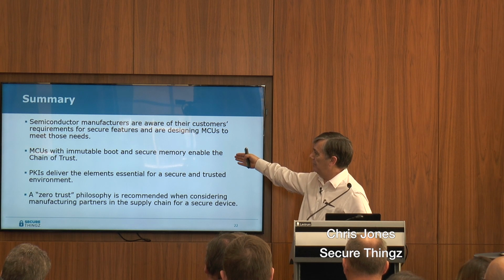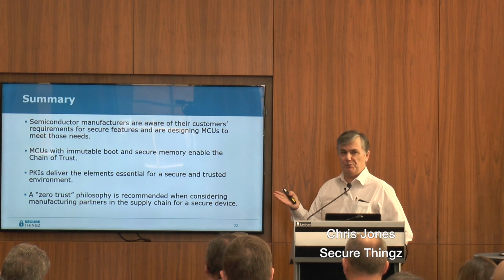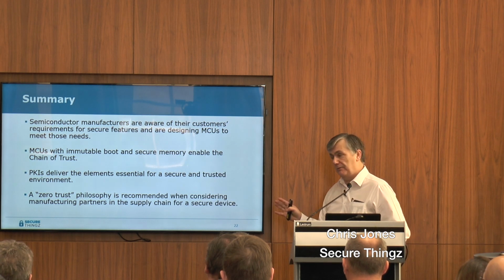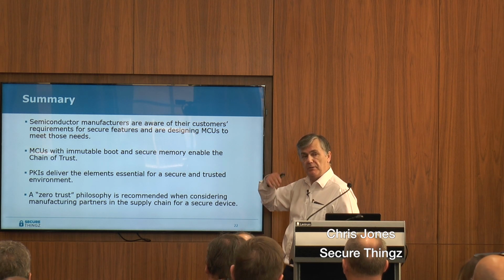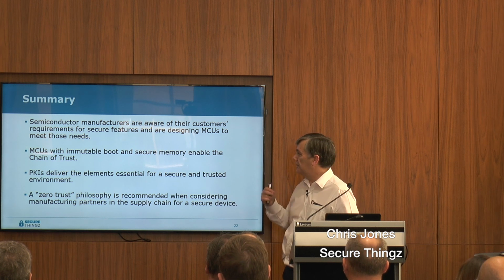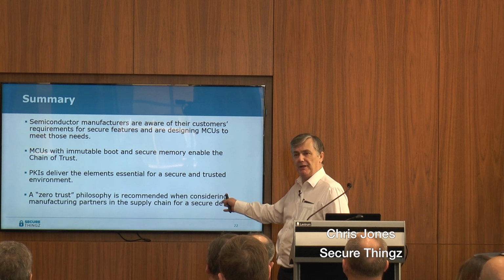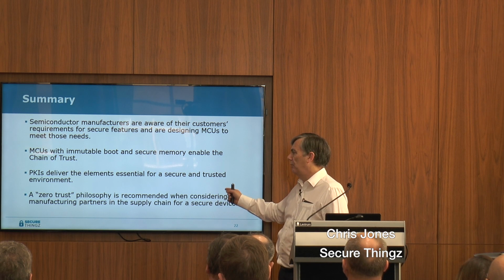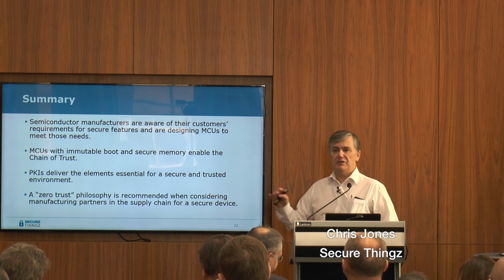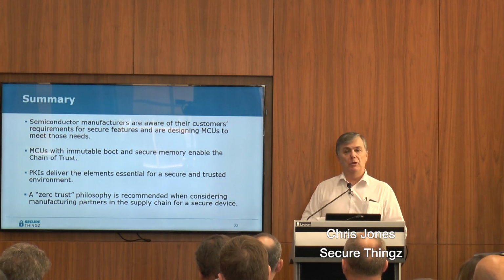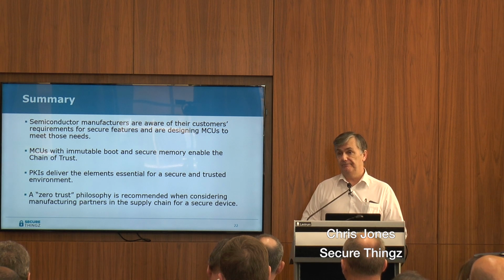MCUs with immutable boot and secure memory enable a chain of trust. So if you are designing an IoT product, make sure that you've got this immutable boot. It's very important. Not all microcontrollers have them. Make sure it's got a good immutable boot. Implement a PKI, so you can implement your chain of trust, so you can check and verify each component in the chain. And we do promote this zero trust. Question everything. Who is seeing my software? Where are those keys going? Who is creating those keys? If you take that philosophy and take the time to just sit down and think about where you're sending your keys, where you're sending your software, it's going to help in your secure development.